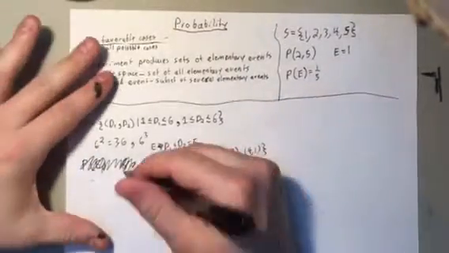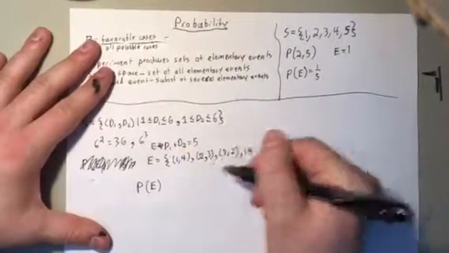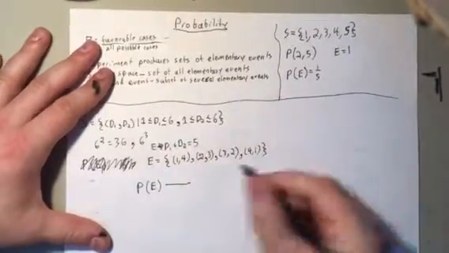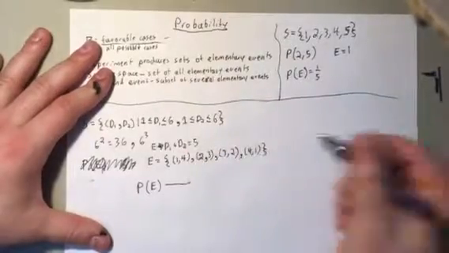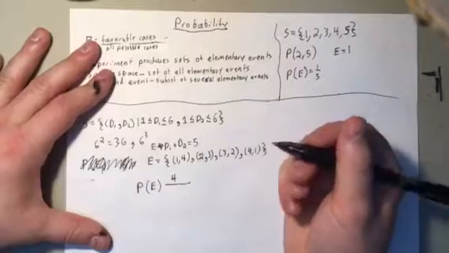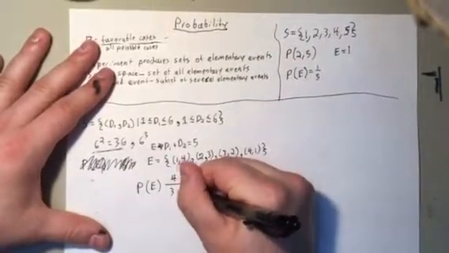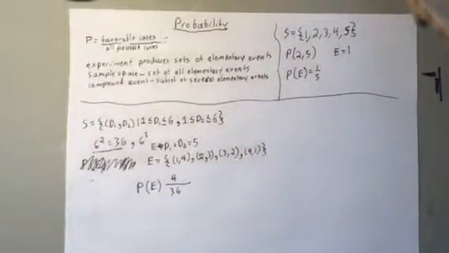And then if we wanted to calculate the probability of E, remember all we're doing is dividing the number of favorable events, which in this case is 4, by all the possible values, which is 36. Okay, so that's probability.